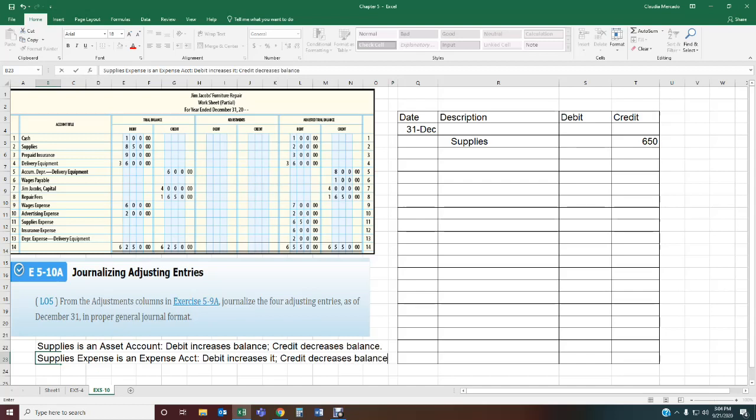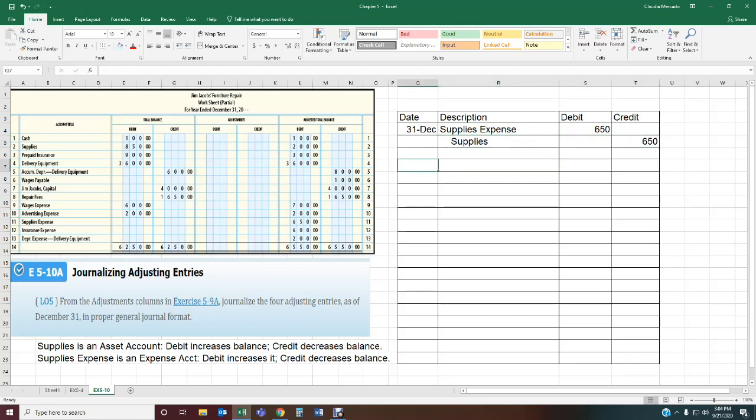So what happened to your supplies expense? It increased. You went from having 0 to having 650. So I'm going to debit my supplies expense account for 650. You basically have to find the match. What is matching with supplies? Well, if your supplies went down, where did they go? They went to my supplies expense because now I used it. So supplies expense gets debited, supplies gets credited.